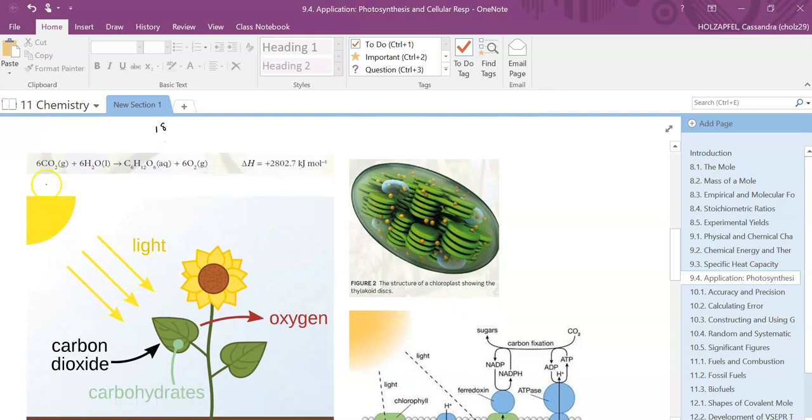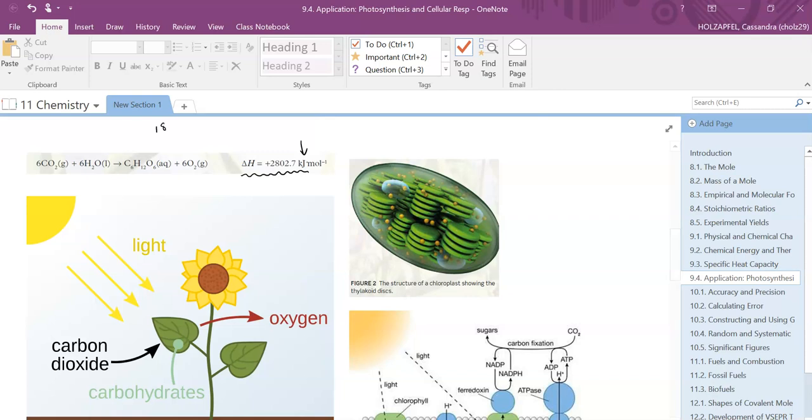So we can see we've got 6 carbon dioxide gas molecules plus 6 water molecules turn into 1 glucose molecule. There you go, aqueous. It is dissolved in water, so it can travel through the phloem, and then we've got 6 oxygen molecules which are released through the leaves. And this gives us a change in enthalpy of positive 2,802.7 kilojoules per mole.